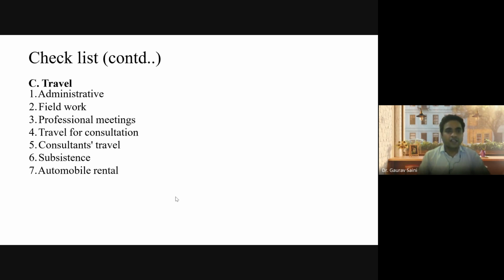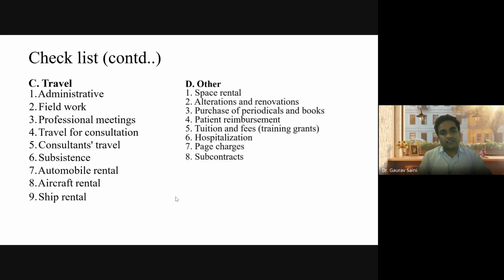Subsistence is a different part of it. Automobile rentals, if you are renting an automobile, can also be covered. Aircraft rental, if you are going abroad or traveling by air, can also be covered. Ship rental, if the project involves it, can also be covered. And the D part covers space rentals. If space is required, then you have alterations and renovations, purchase of periodicals and books, patient reimbursement if some patients are disturbed, tuition and fees, training and hospitalization, page charges, and subcontracts. All these funds should be covered in the budget, and make sure the budget is within the limits of the funding agencies.